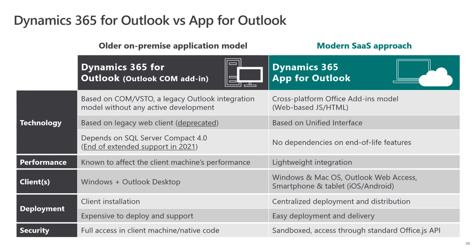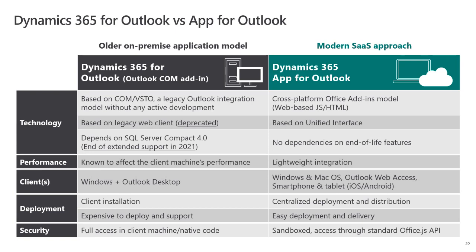In terms of performance, the Outlook COM add-in is known to affect the client machine's performance, slowing down Outlook when it launches or the client machine overall, whereas the app for Outlook offers a lightweight integration. The COM add-in only supported Windows and Outlook Desktop, while the app for Outlook supports Windows and Mac OS. It also supports Outlook Web Access and smartphone and tablet on iOS and Android.